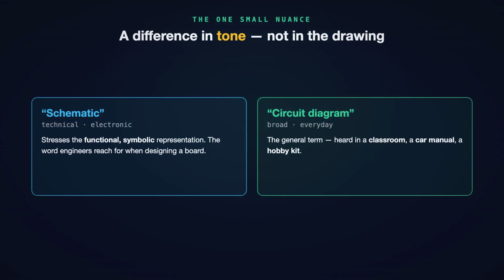But, and this is the key, that is a difference in tone, not in the drawing. Both still show the same symbols, the same connections, the same logic. So do not invent a hard rule where there is not one. Schematic, circuit diagram. For the drawing in front of you, treat them as equal.